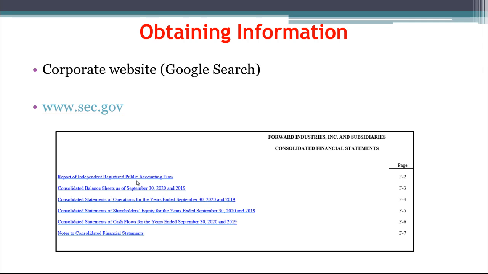Now what you'll notice here is pretty standard across all financial statements or most financial statements. The very first thing you're going to see if it's a publicly traded company is a report of the independent registered public accounting firm. They want you to read that first before you read the financial statements, because the auditors are giving an opinion on whether they believe that those statements were prepared fairly in accordance with generally accepted accounting principles, GAAP. So you want to read that, and hopefully it's what's known as an unqualified opinion.